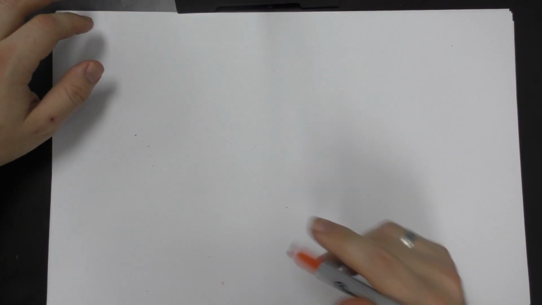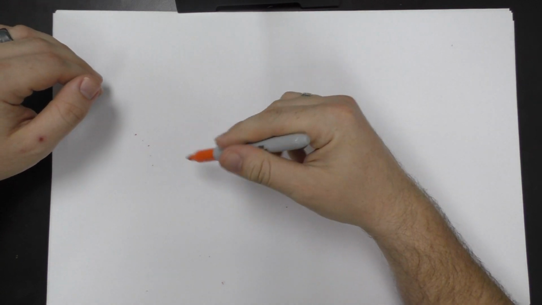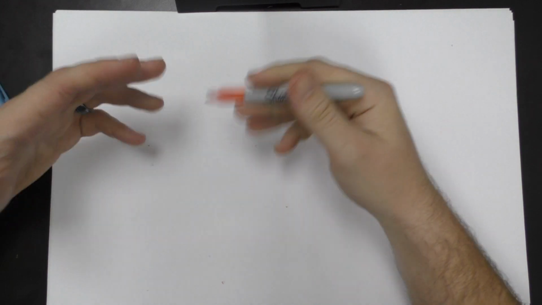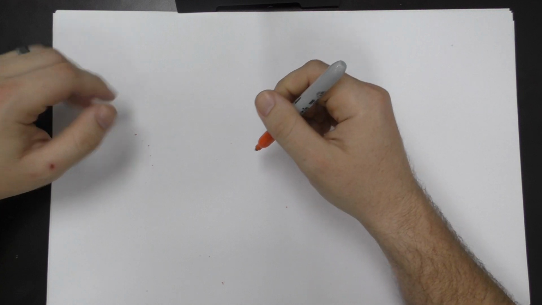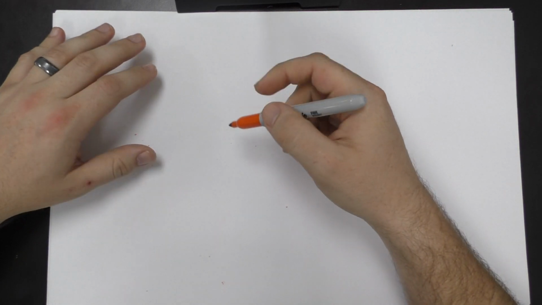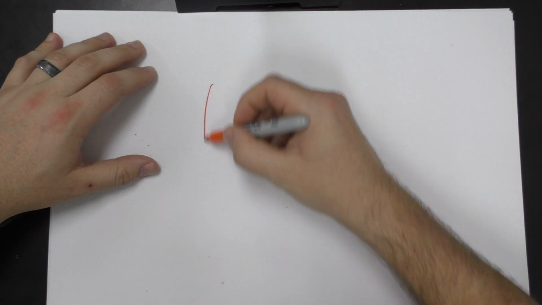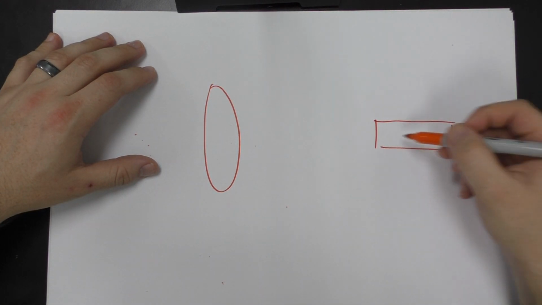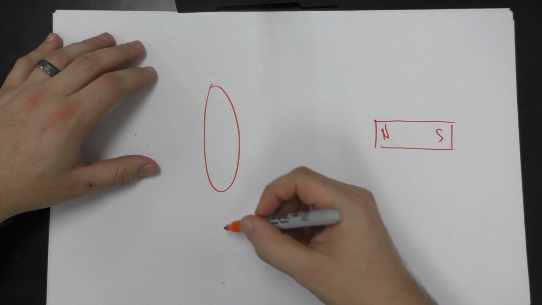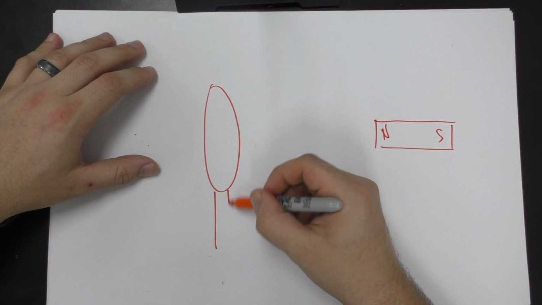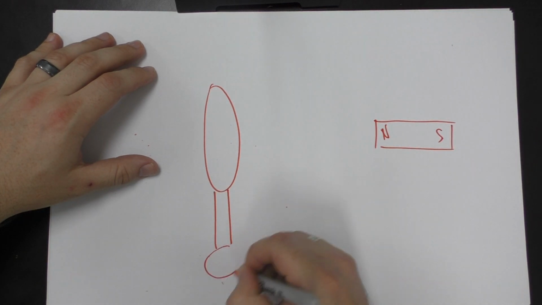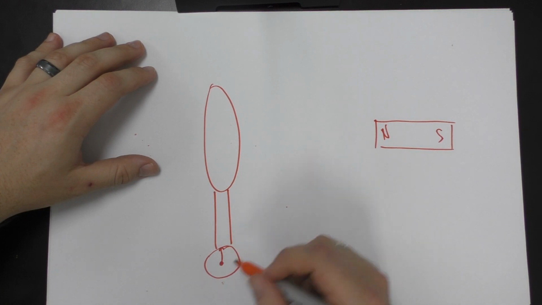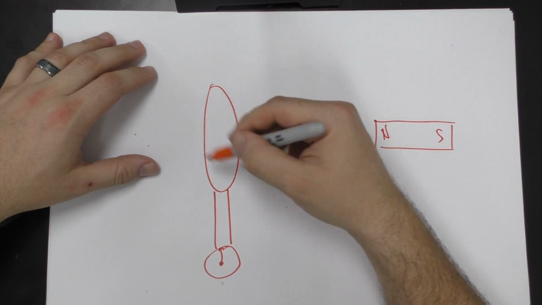Right, so the most quintessential form of induction is the application of changing a magnetic field through a coil of wire. So, say for example, we've got a coil of wire like so, and I introduce a magnet to this coil of wire. And I've got an ammeter hooked up to this as well.